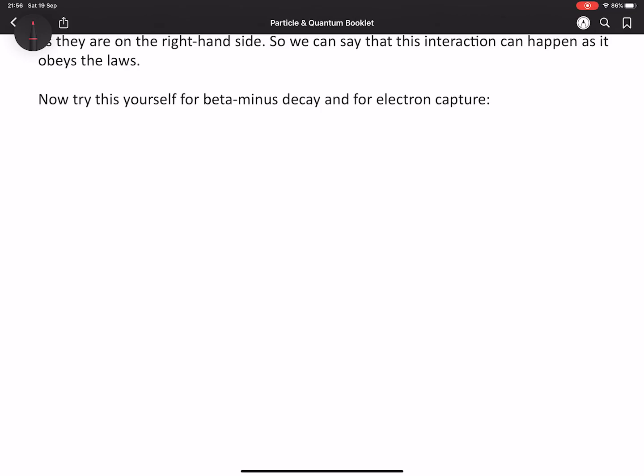So let's test this out. So for beta minus decay, we're going to do this traditionally. For the electron capture, we'll imagine that we don't know what one of the particles is and see if we can identify it. So for beta minus decay, we have a neutron becoming a proton and releasing an electron and an anti-electron neutrino.